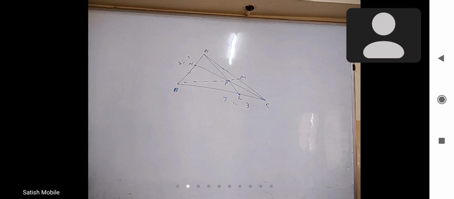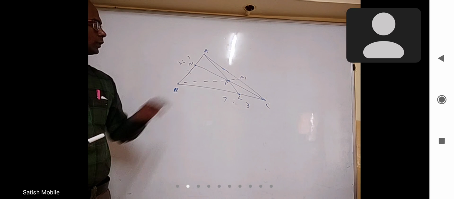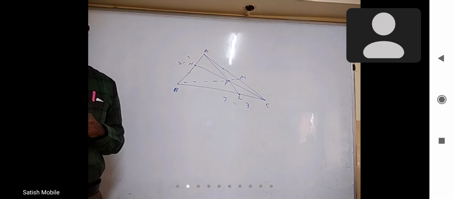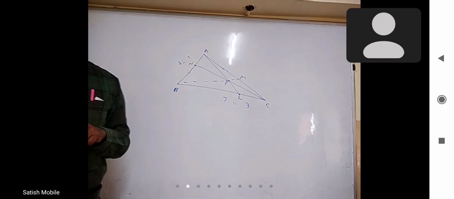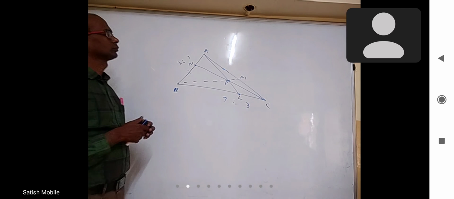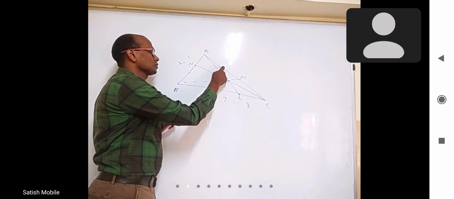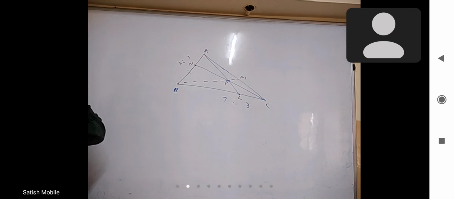Anybody want to have any idea about how to find AP is to PL, or how to find CM is to MA, or how to find BP is to PM? Either this is to this, or this is to this, any one of them. Anybody any idea? Those who are online or offline? Anybody has done some question like this before?